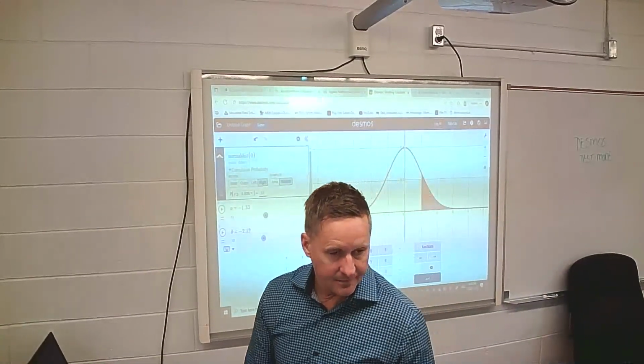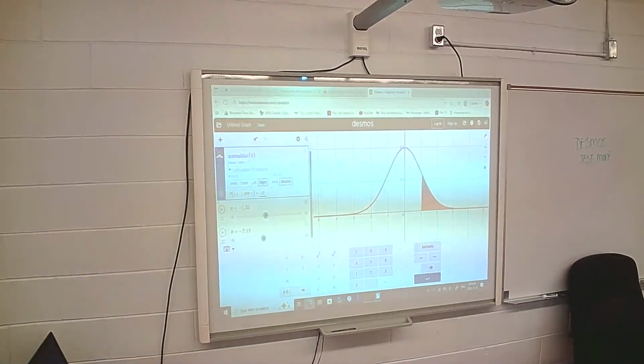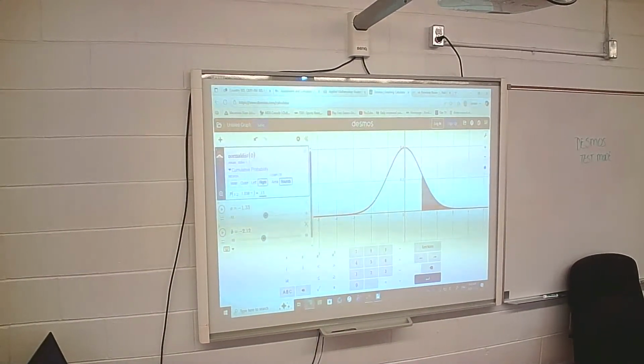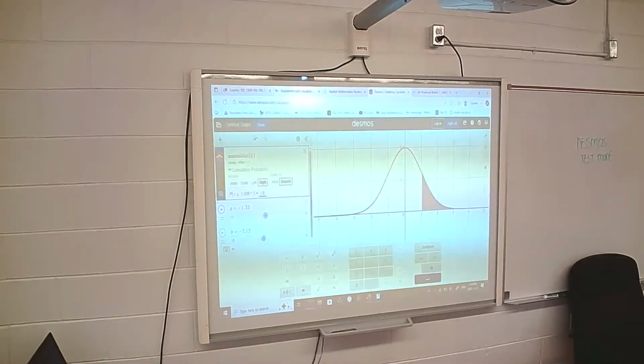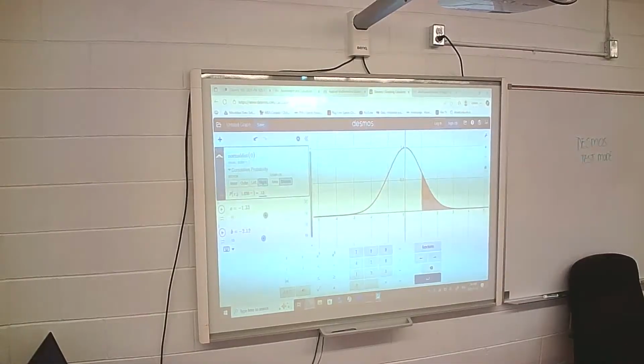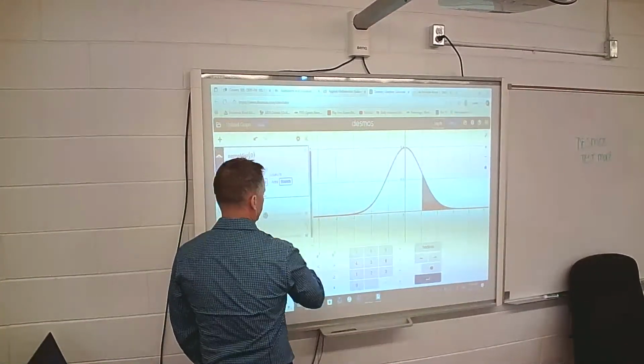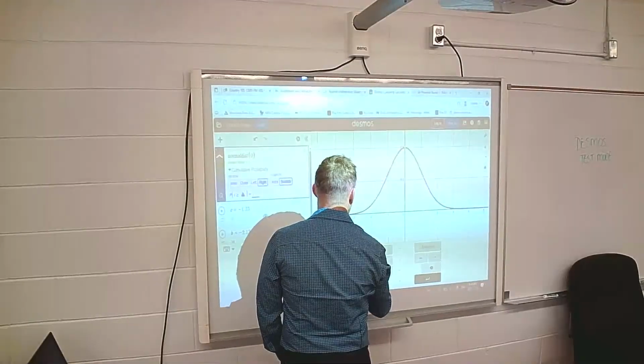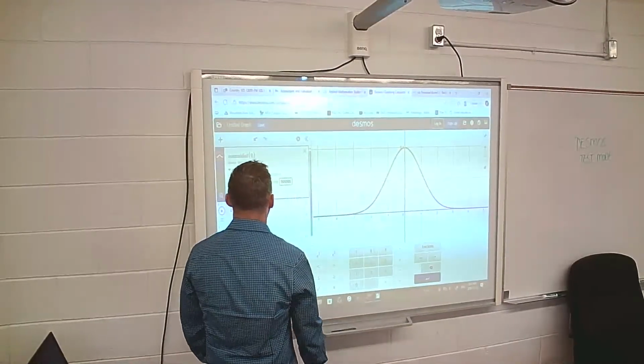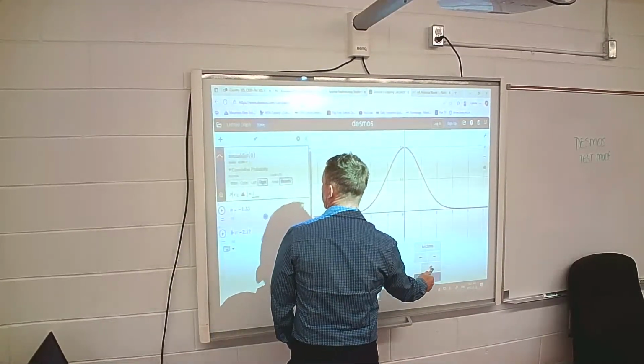57% of the data above the z-score. So you need to find out to the right of it now. And what's my new percentage? 0.57. So to the right. Too many decimals.